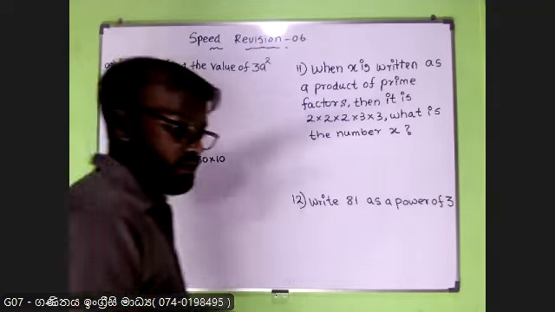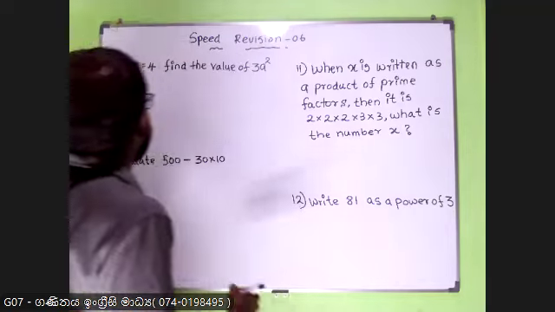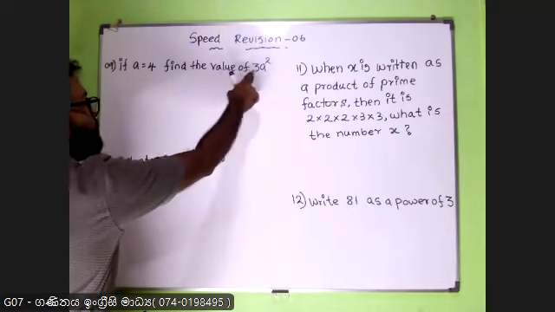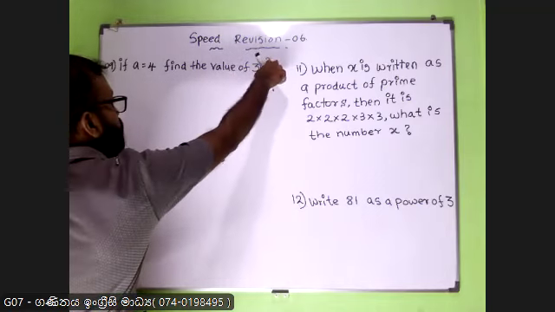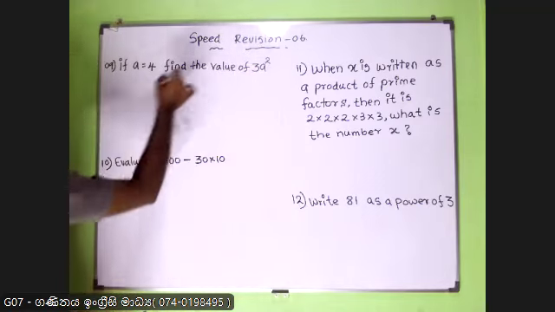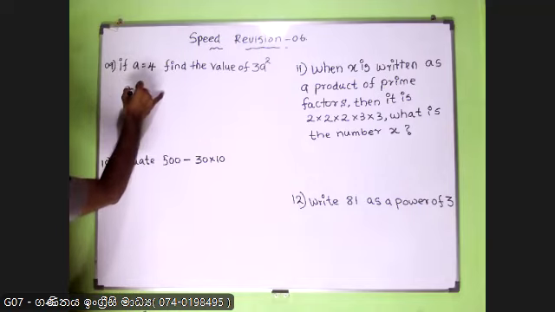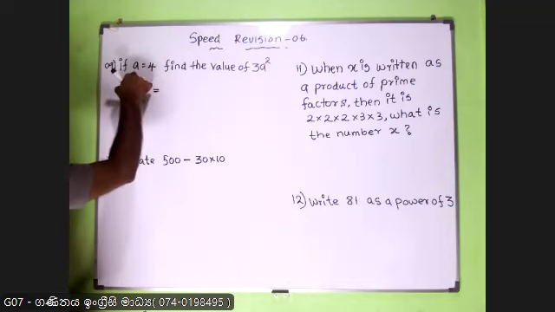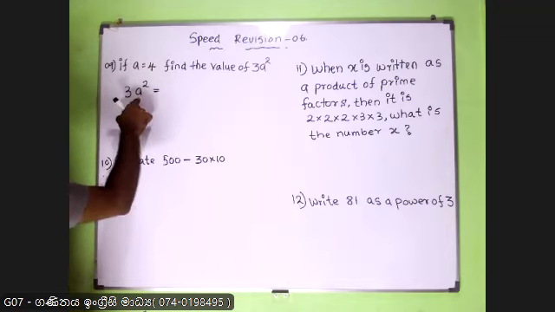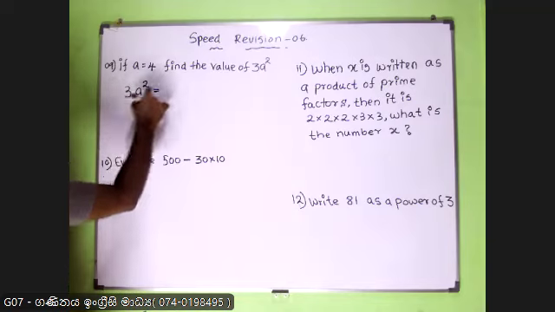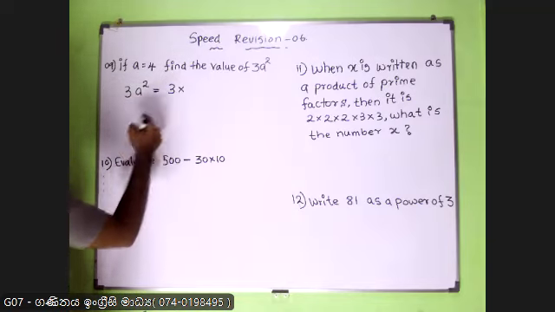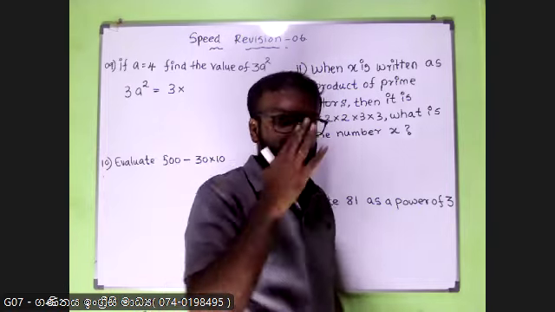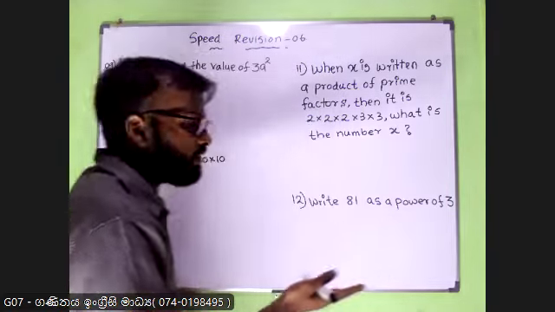Okay. Now I am going to discuss. If a equals 4, find the value of 3a to the power 2, that is 3 times a to the power 2. So I will write that first: 3 times a to the power 2 equals. I have to substitute a equals 4 here. Now look at the board. You can refer to the video after that.